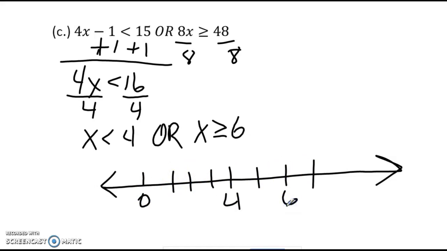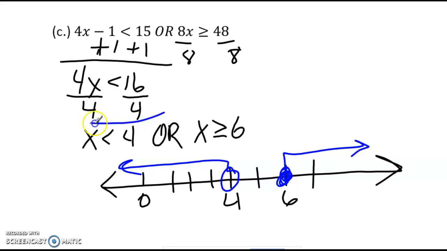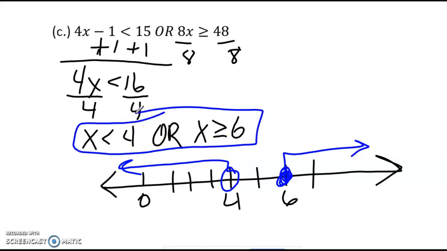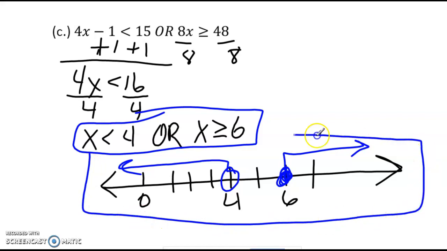So x less than 4, James, x less than 4. How do we graph that? Yep. Which direction do I go? Correct. Trenton, x greater than or equal to 6. What do I do to graph that? Okay. To the right. Very good. So, there's our inequality solution. There is the graph.